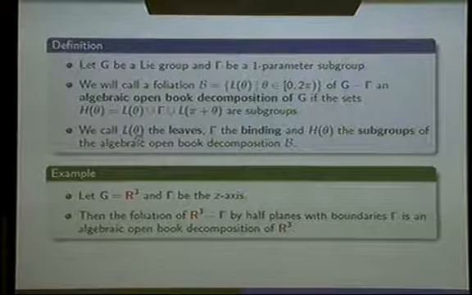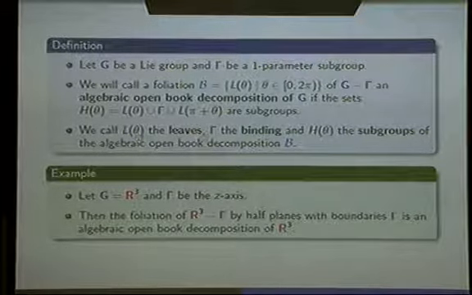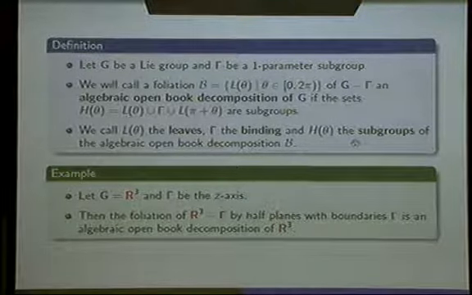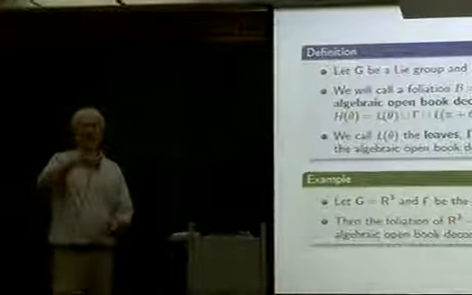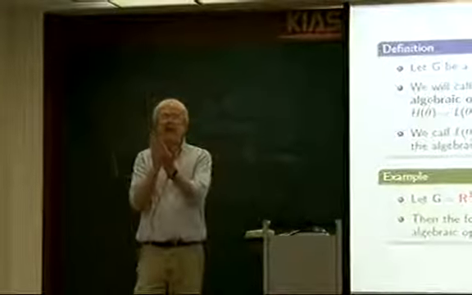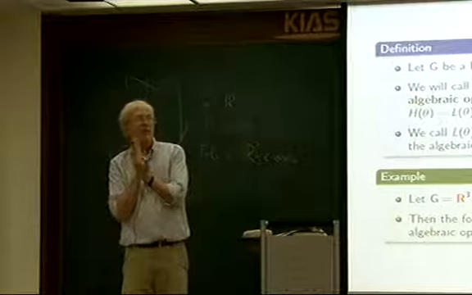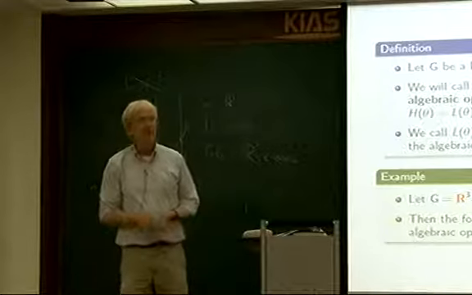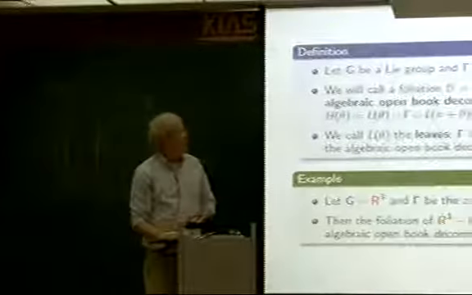Okay, and like I said, we call the L theta leaves of this algebraic open book decomposition. Gamma is called the binding, and H theta are called the subgroups of the algebraic open book decomposition. So the word open book decomposition is nothing more than this sort of property. You take a curve, maybe in a three-manifold, and in the complement of the curve, you foliate it essentially as a product foliation, but it's a foliation with respect to a circle. You have sort of parametrized leaves that glue onto the curve. Those things are called open books, and all this language comes from the idea of a book.